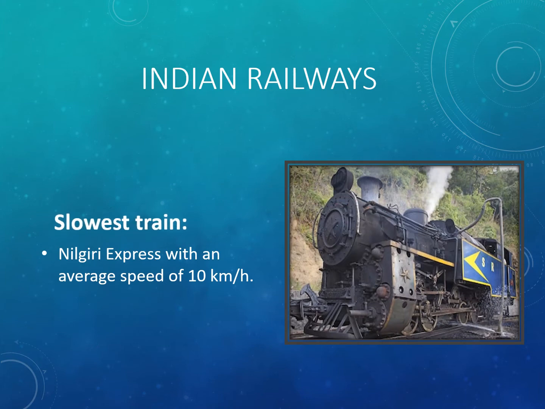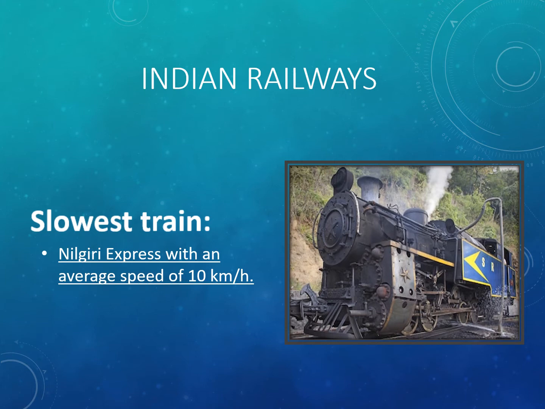Then, which one is the slowest train? The Nilgiri Express, with an average speed of 10 km per hour, has the distinction of being India's slowest train. We will discuss this train in our meter gauge section.